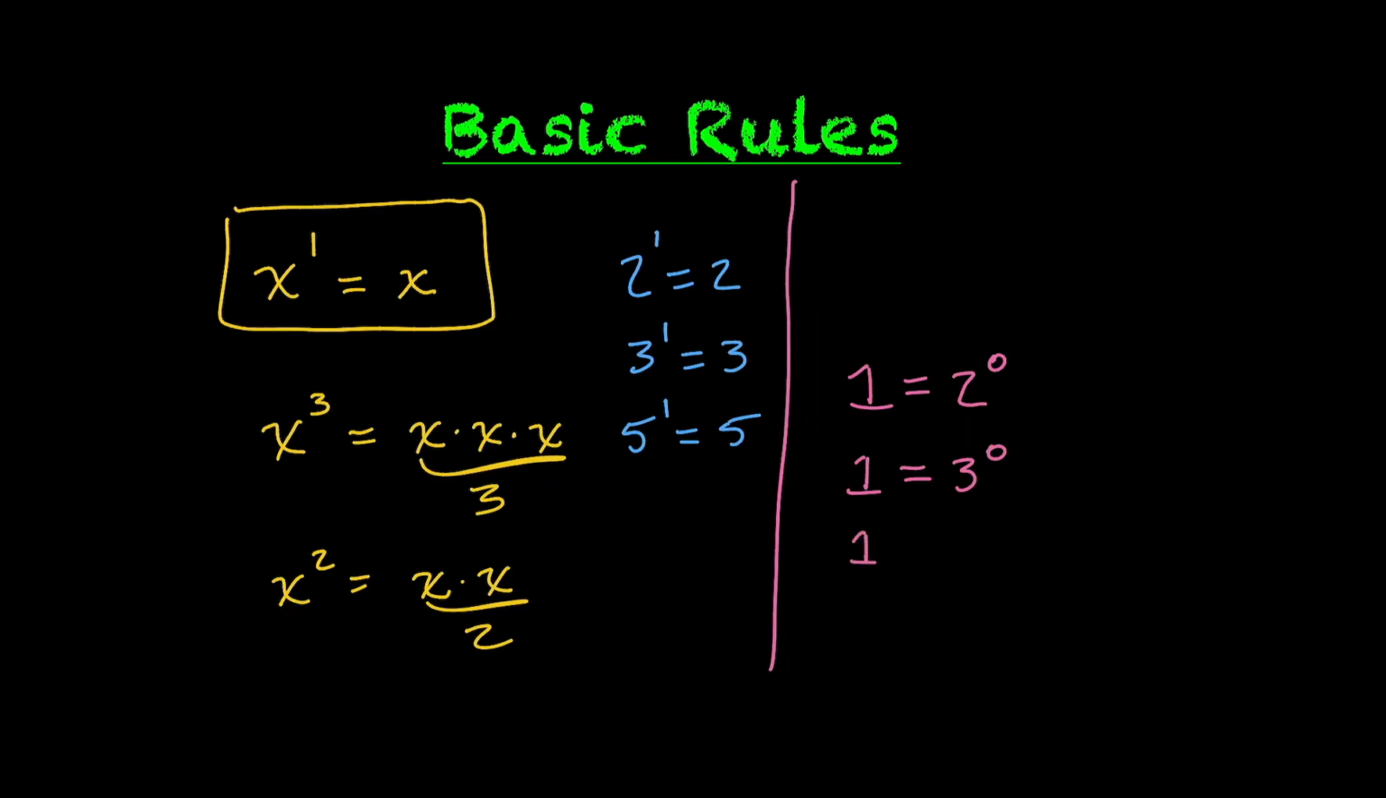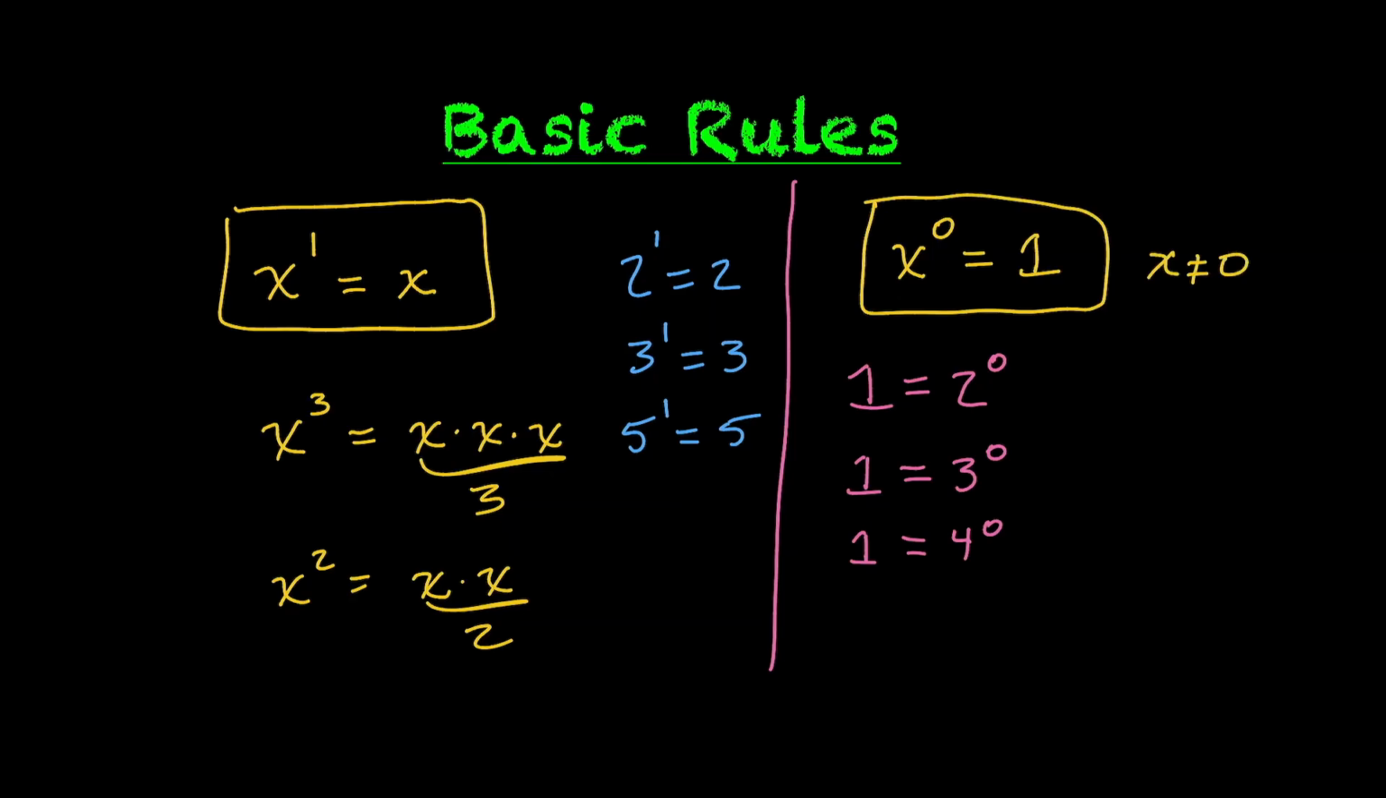And we can do this on and on. So 1 is equal to 4 to the 0, and this is true for almost every number, and we get the law of exponents that x to the 0 is equal to 1. And again, this works for almost every x. The only x it doesn't work for is 0.